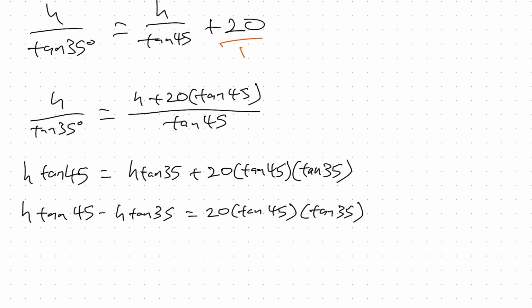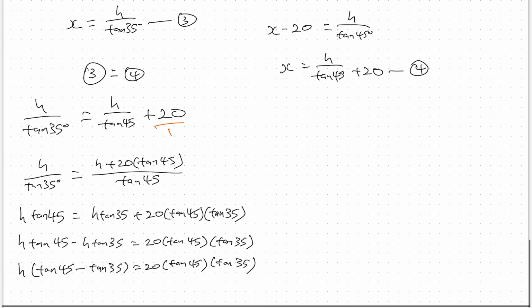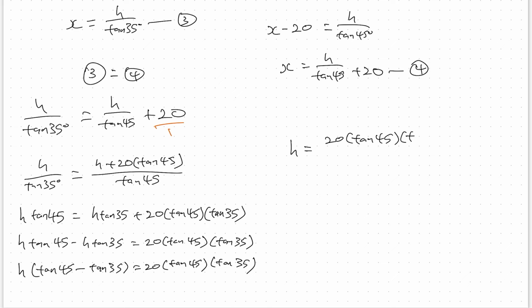Then I'm going to factorize out the h. So I get h times (tangent 45 minus tangent 35) equals 20 times tangent 45 times tangent 35. I swear I'm going to write this for the last time now. So h equals 20 times tangent 45 times tangent 35, divided by tangent 45 minus tangent 35.